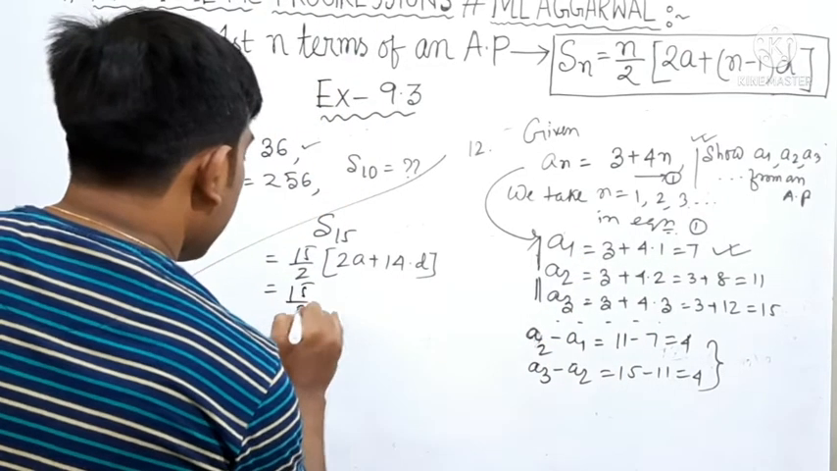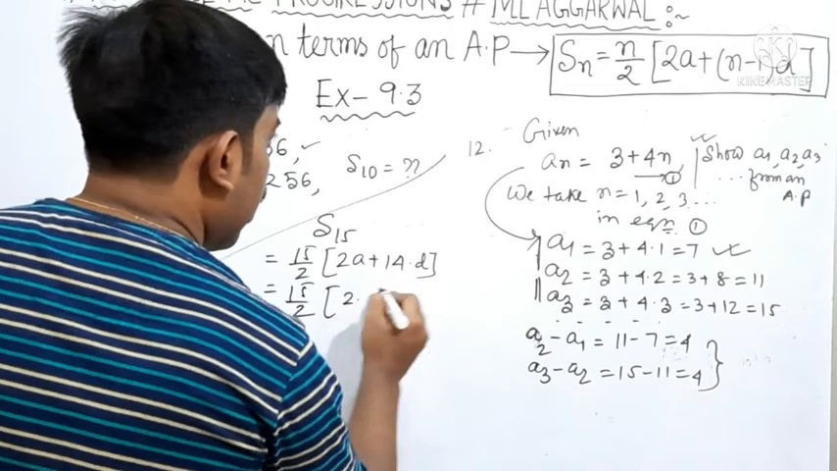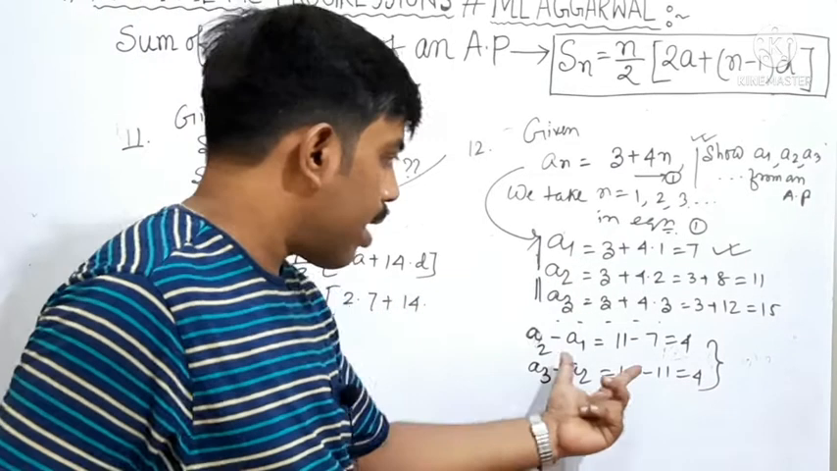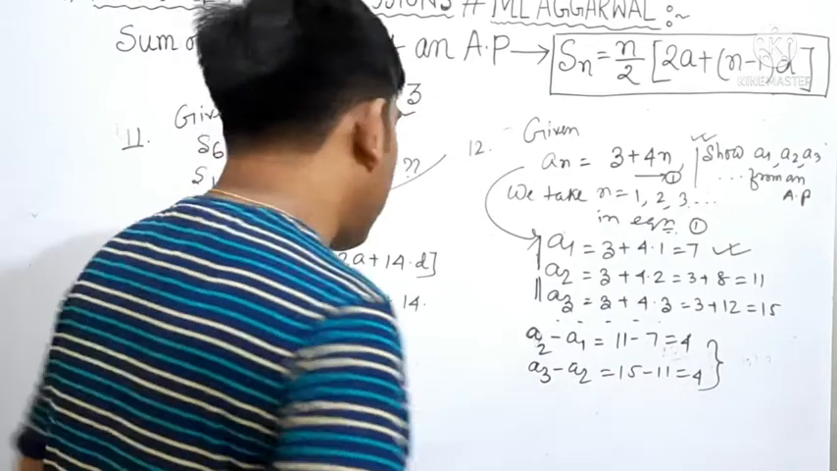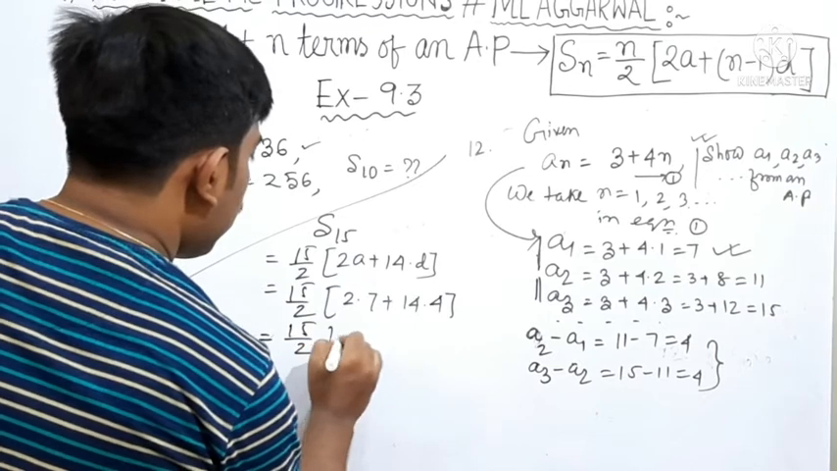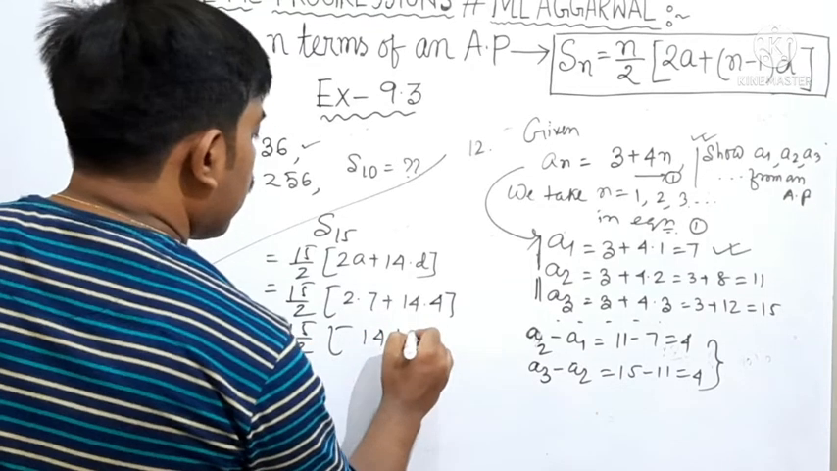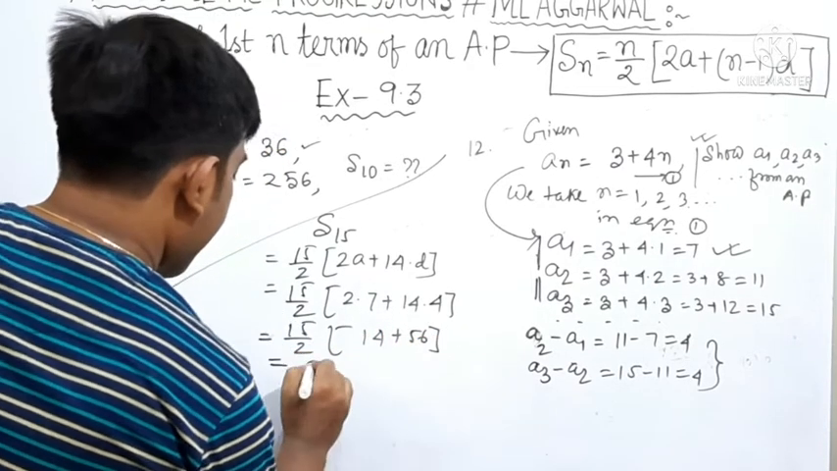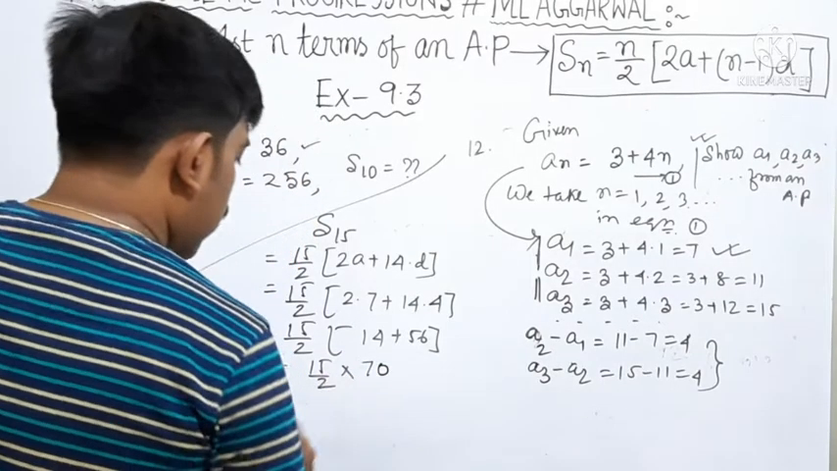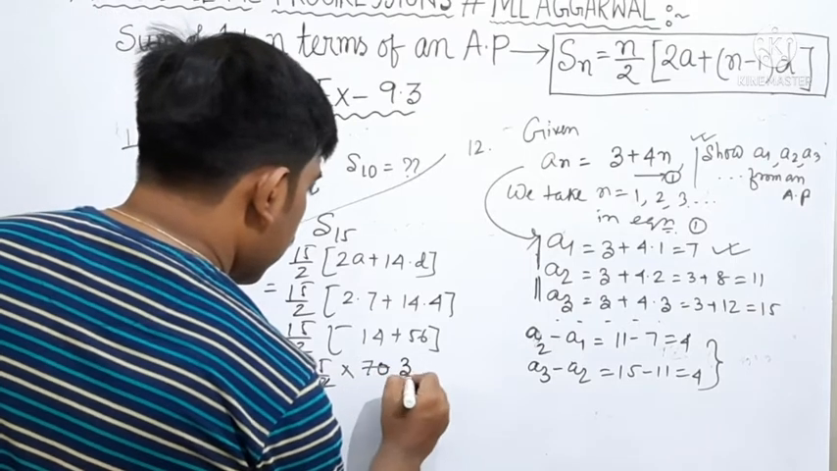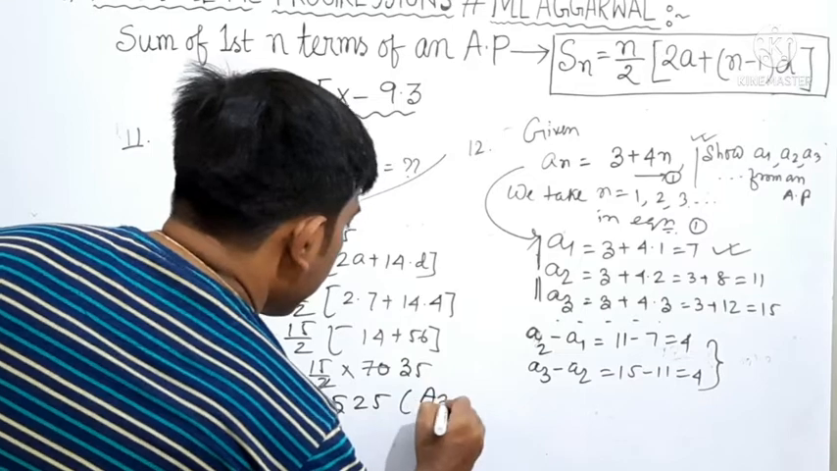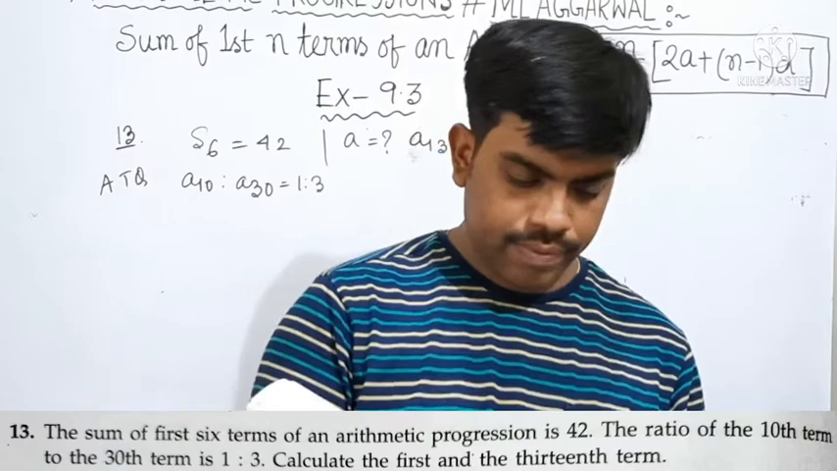So a is equal to 7. So it will be 15 by 2 into 2 into a, a means 7, plus 14 into d. What will be the value of d? Here the common difference is equal to 4. So d will be 4. So it will be 15 by 2 into 14 plus 56, it will be 70. Okay, and it will be 35 into 15. It will be 525, the answer. I think the problem is very easy.